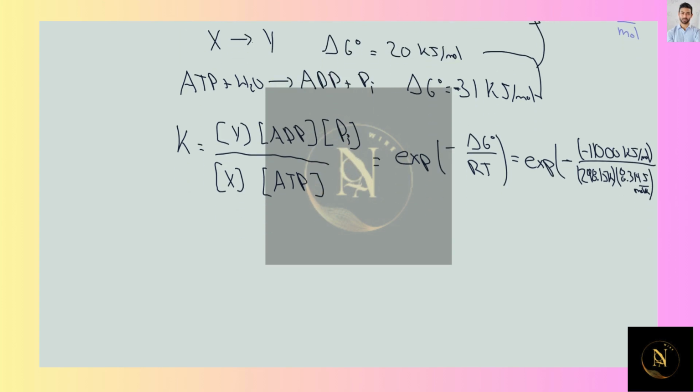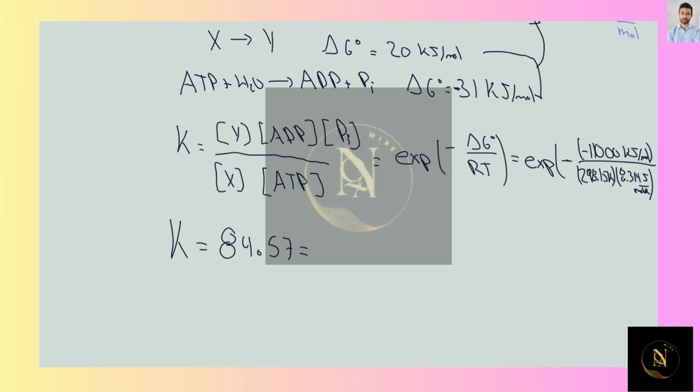In our case, this is going to be equal to the exponential of minus minus 11,000 joules per mole divided by RT. And it's the same values that I employed before, 298.15 Kelvin and our constant, 8.314 joules per mole Kelvin. And the result for the equilibrium constant is equal to 84.57.